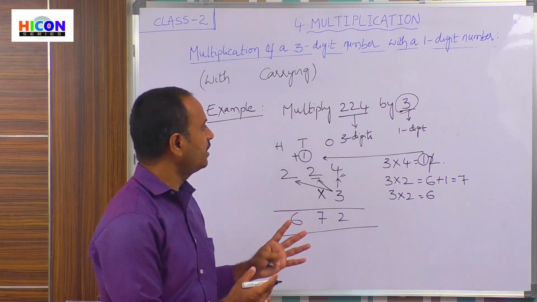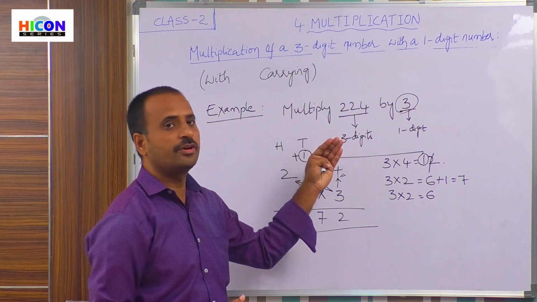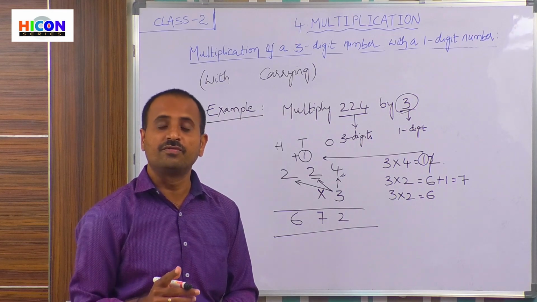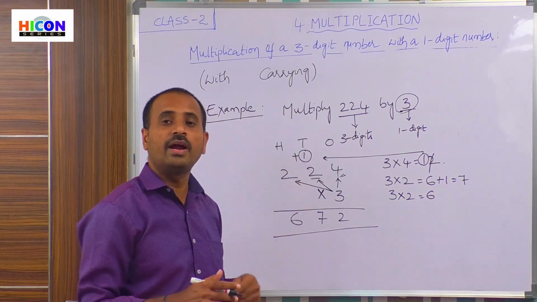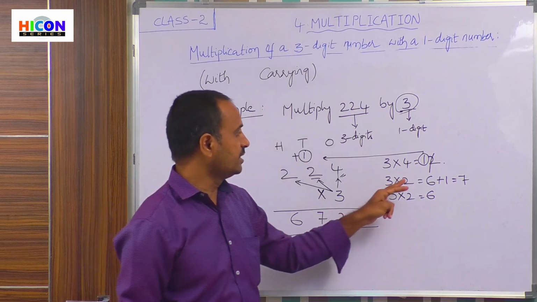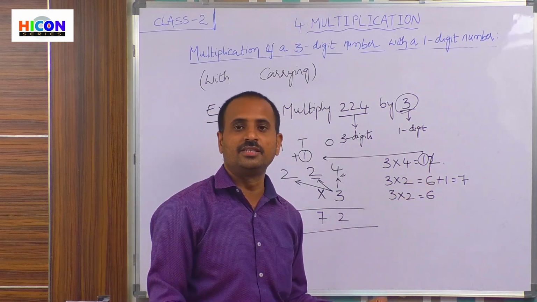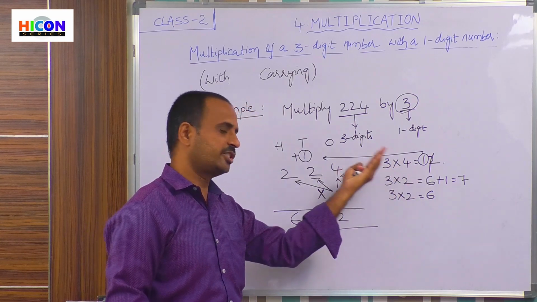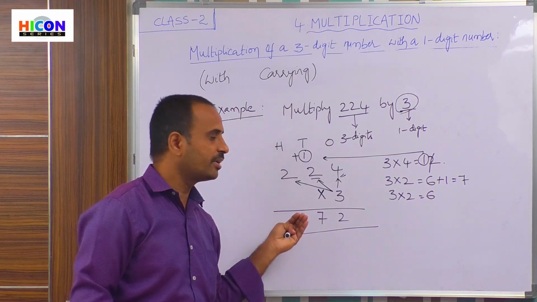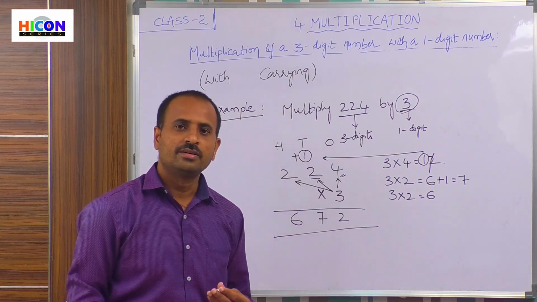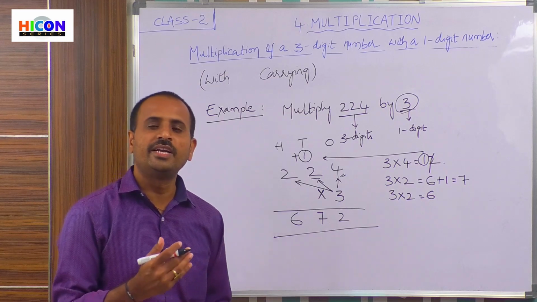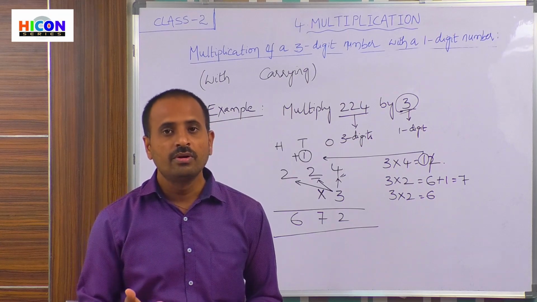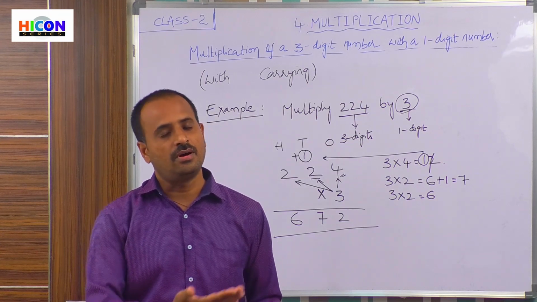So children, this is the way how to multiply a 3-digit number with a 1-digit number with carrying. Remember children, if there is any carried number, we have to add that carried number. So if the product is a 2-digit number, write the second digit only under the ones place and carry the first digit to the next place and add that carried number to the product. So children, this is the example how to multiply a 3-digit number with a 1-digit number with carrying, and now we will practice some more problems on this point.